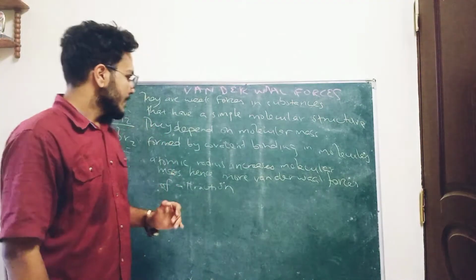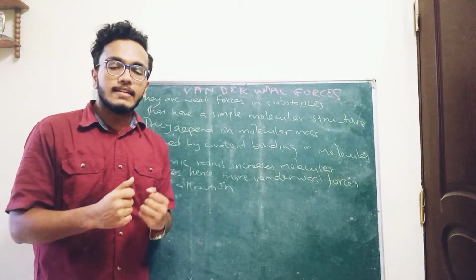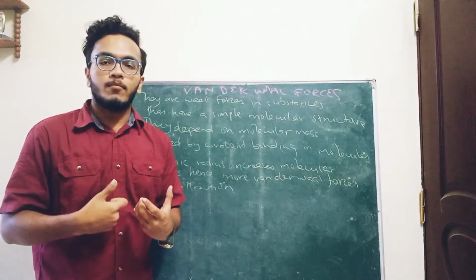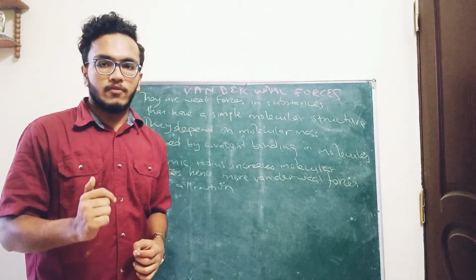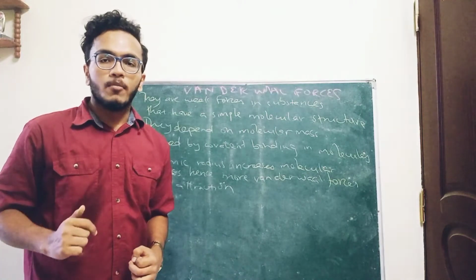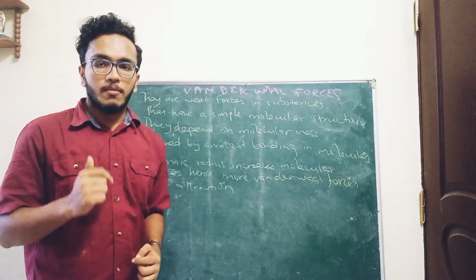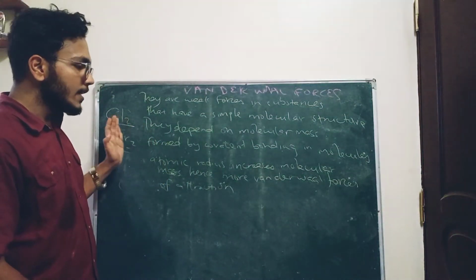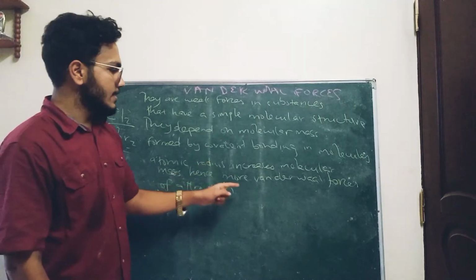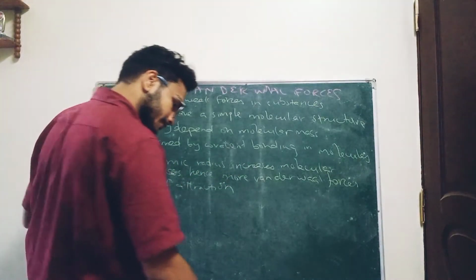I repeat, a greater atomic radius leads to an increase in molecular mass. Molecular mass is what determines van der Waals forces of attraction. The more the molecular mass, the more the van der Waals forces of attraction, which require more heat energy to break, hence the higher the melting and boiling point. Atomic radius increases molecular mass, hence more van der Waals forces of attraction.